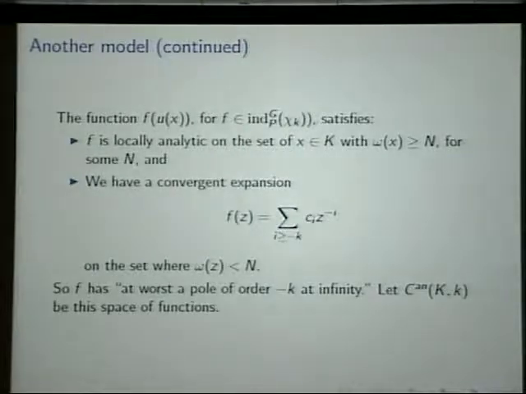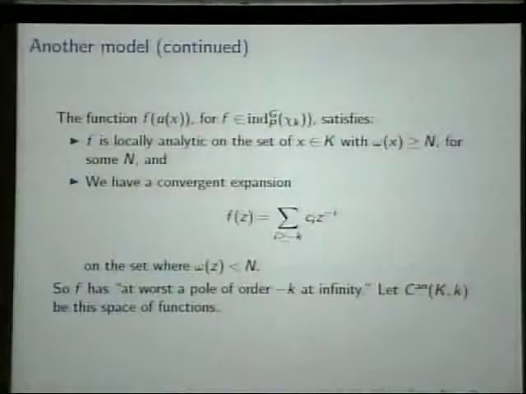Now, what happens when you do this? Well, the function was locally analytic on G, and it pulls back to a locally analytic function on K. Now what does that mean? I mean, it's actually this: omega of X bigger than or equal to N, this is a big ball around zero. So it's locally analytic on any ball around zero. And what happens at infinity? Well, it turns out not to be locally analytic at infinity, but it turns out to have a pole of order at worst K at infinity, or actually minus K in the way that I've set up the normalization here.